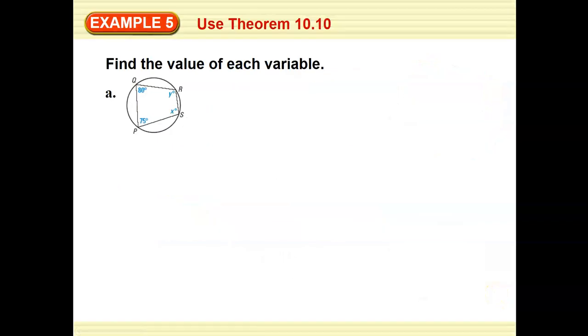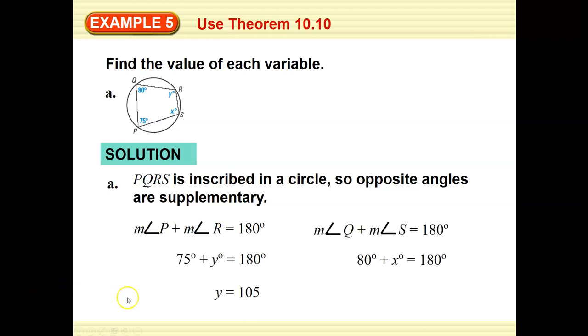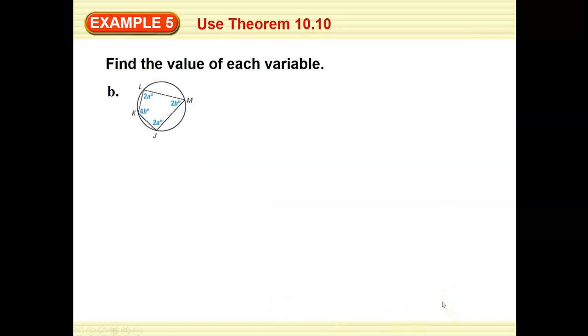So here we have this one, and we know that the 80 plus the x has to equal 180, and the 75 plus the y has to equal 180. If we set those up as two equations, 75 plus y equals 180 and 80 plus x equals 180, we get that y is 105 and x is 100. We'll just do one more example of that, and then that'll be all for this recap.